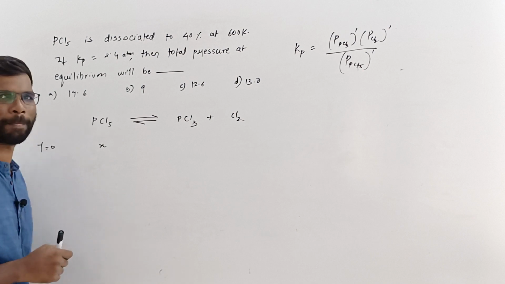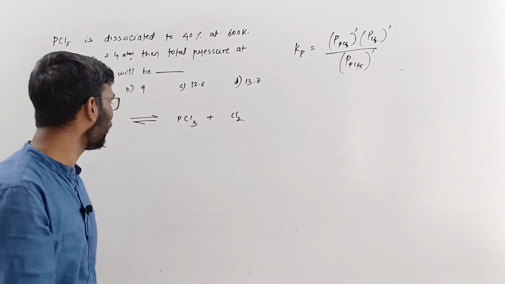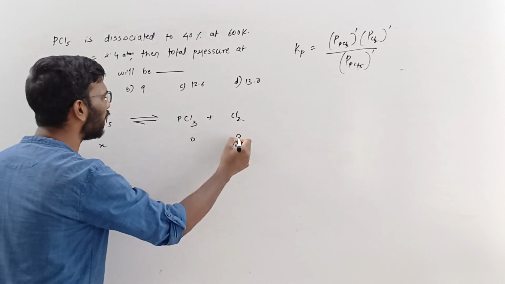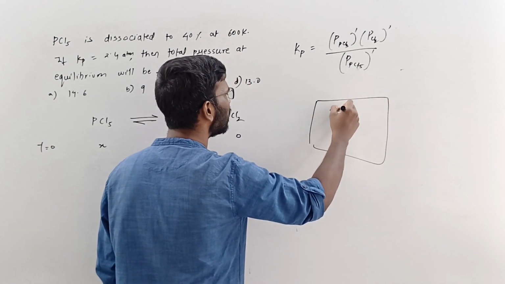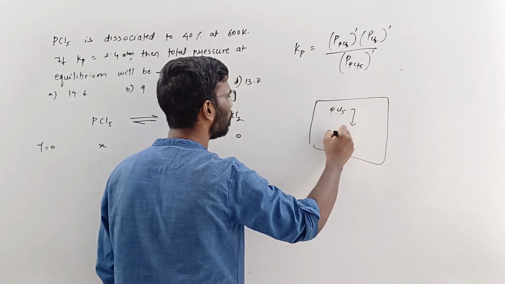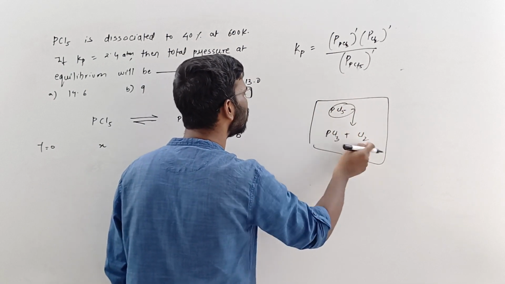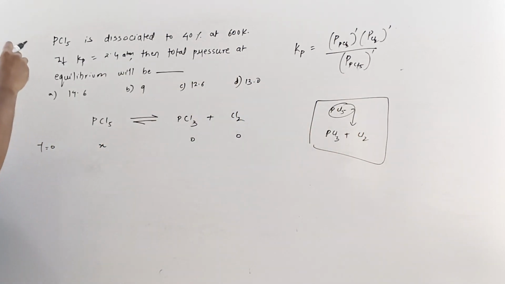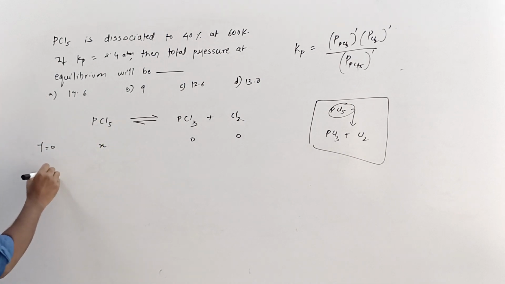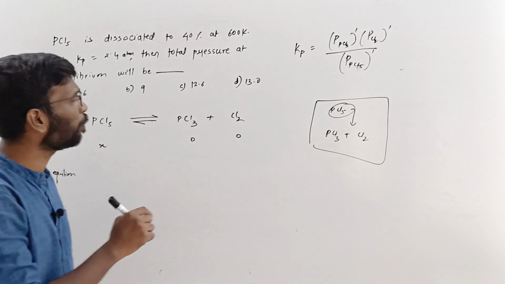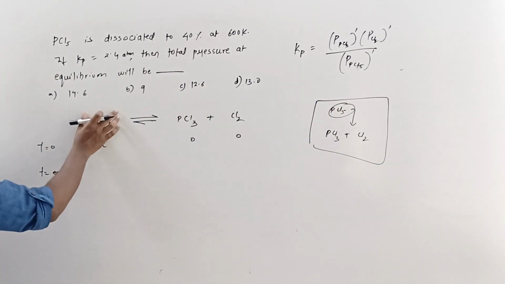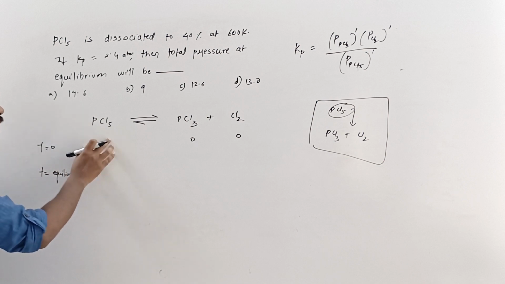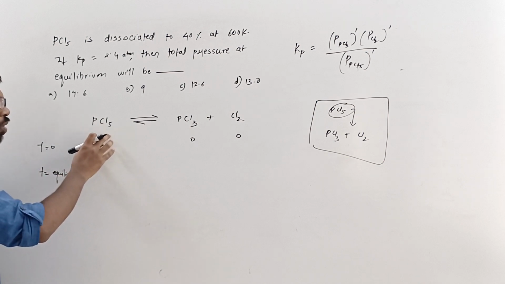Okay, initial is x. It means the pressure created will be only due to PCl5, because at time t equal to 0 there is no PCl3 or Cl2. PCl5 will dissociate into PCl3 and Cl2. So the pressure will be only due to x. At equilibrium, what will happen? They are saying that 40% of the x is dissociated. This is dissociated to 40%, meaning 40% of this, the partial pressure due to what?